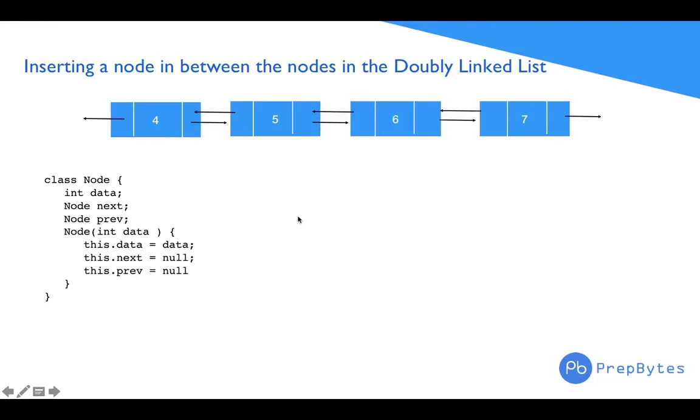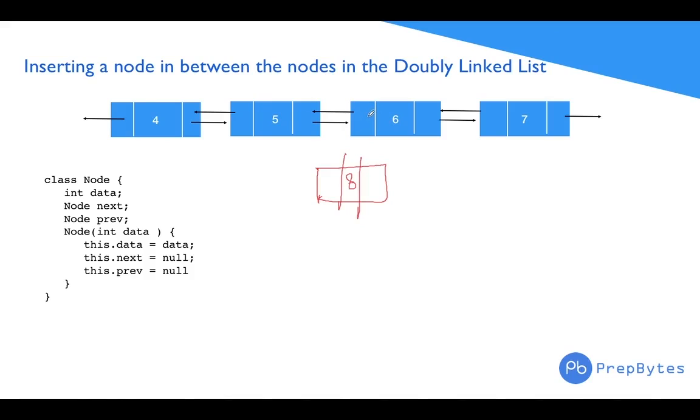Now let's say we have to insert a node in between the two nodes in a doubly linked list. So here we will consider that there are two nodes in the list and we have to insert in between these two nodes. Okay, so let's say we have to insert this node in between these two. So what are the things that we need to do?